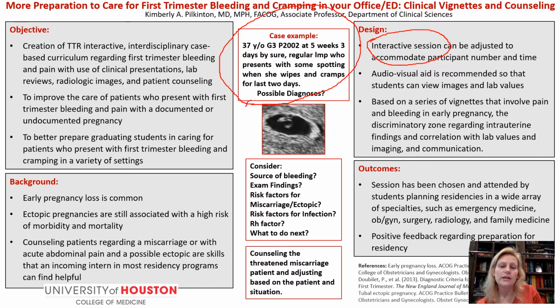Then you could go on and show an image such as this pelvic ultrasound image of a start of an intrauterine pregnancy with a yolk sac and fetal pole, and decide how that may change or not change some of the diagnoses that you have and why. Then you can go through other considerations such as other locations for possible bleeding, risk factors for a miscarriage, Rh factor and how that's going to come into play for your care of these patients, and then what to do next.